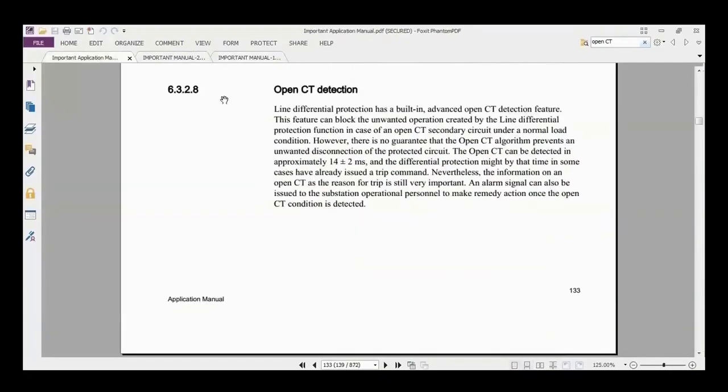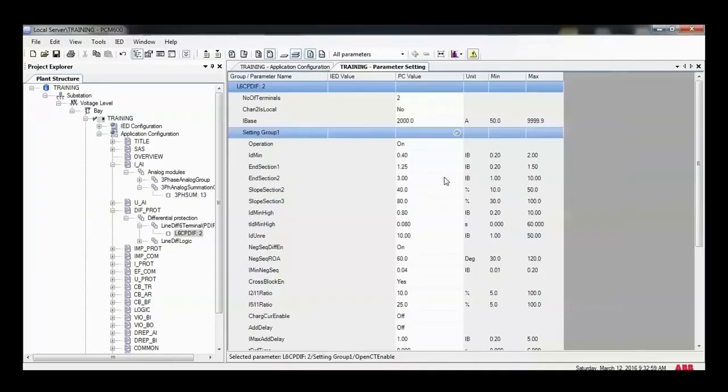Yes? So here it told you even something here. Look, it tells you that since there is no guarantee that the open CT prevents an unwanted disconnection of the protected circuit. It means it doesn't guarantee it for you. This is the sentence you're talking about. There is no possibility to release the scattered area from releasing the moving area because they haven't been disconnected. Okay, but it works.